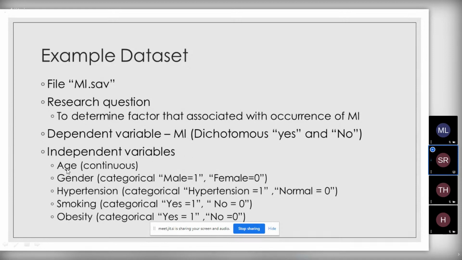The independent variables are age in continuous data, and then gender, male and female, and hypertension, yes or no. I code all of them as yes and no, yes is 1, no is 0. And then we have smoking and obesity.